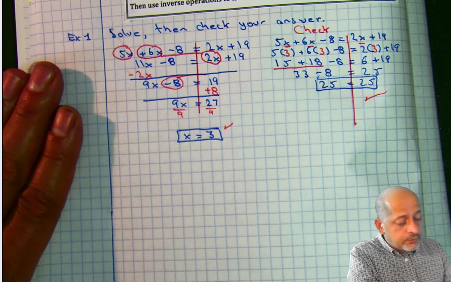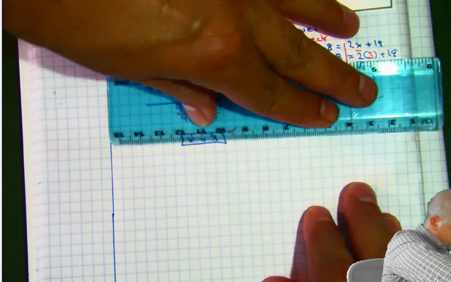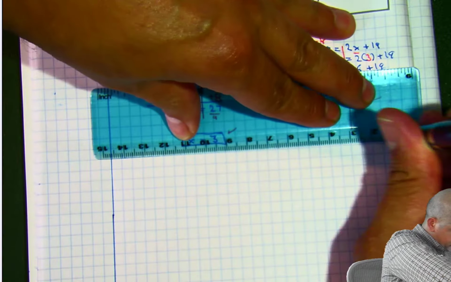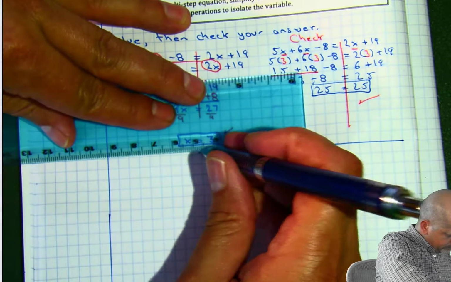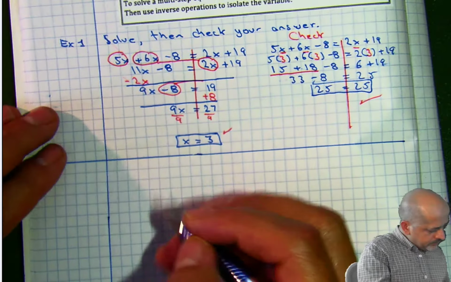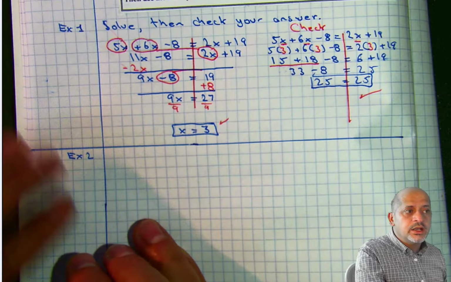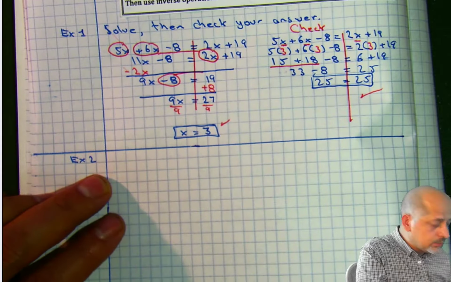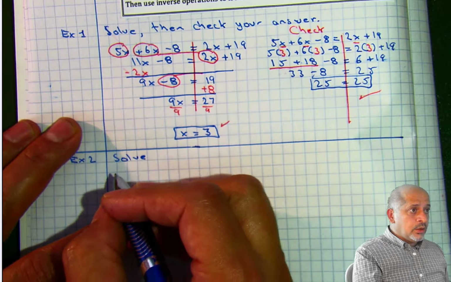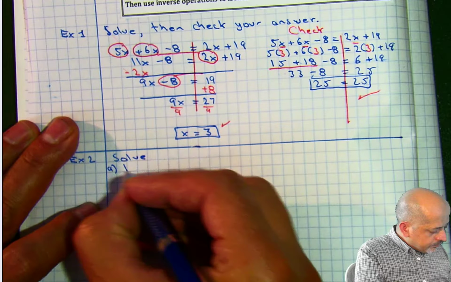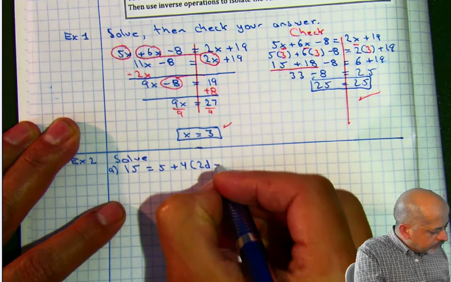So very similar to what we were doing before. Example number 2. But now we are going to have equations that are a little bit more challenging, and you can tell me why. We'll talk about why they are a little more challenging. Solve. We have A: 15 equals 5 plus 4 times (2d minus 3).